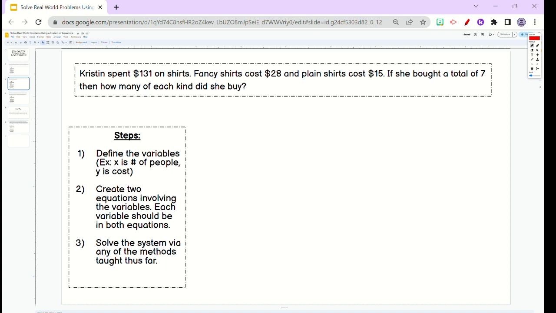All right, so first, our two variables. We're going to call the fancy shirts F, and we're going to call P the plain shirts. Okay, next we're going to come up with our two equations. So we know that she spent $131 on the shirts.